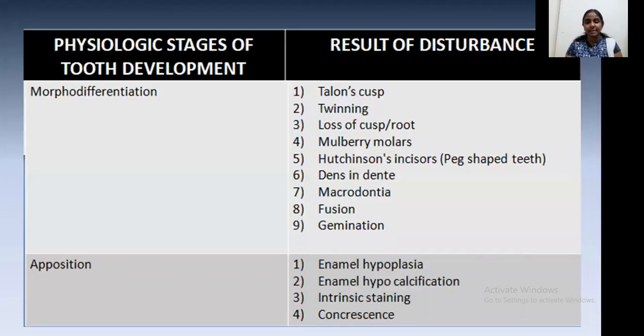Morphodifferentiation stage can result in the following disturbances: talon cusp, twinning, loss of a cusp or root, mulberry molars, Hutchinson's incisors, dens in dente, macrodontia, fusion, and gemination. Any disturbance in the apposition stage might result in enamel hypoplasia, enamel hypocalcification, intrinsic staining, and concrescence. Something else to notice in morphodifferentiation: if this stage is disturbed, macrodontia or microdontia can result.